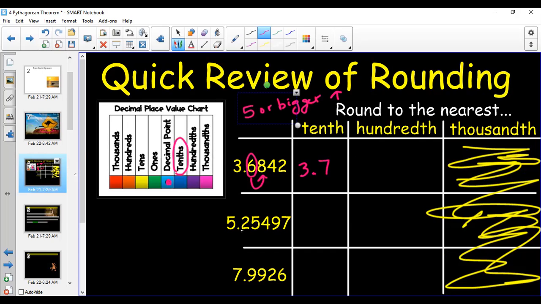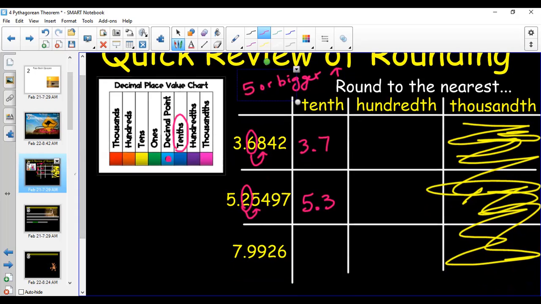All right, on the next number, I look at the 10th place, which is 2. I look at the one behind it, it's 5 or bigger, so we're going to round that 2 up to a 3. And this last one is kind of tricky for people. So I look at this number. I look at the one behind it. It rounds up. So rounding up would make it a 10. So I would put a 0 here, and I would have to carry that 1 over to the 7. So to the nearest 10th place is actually 8.0.